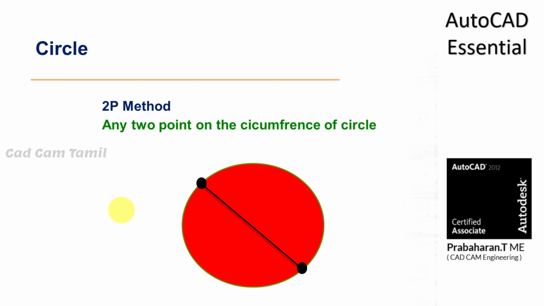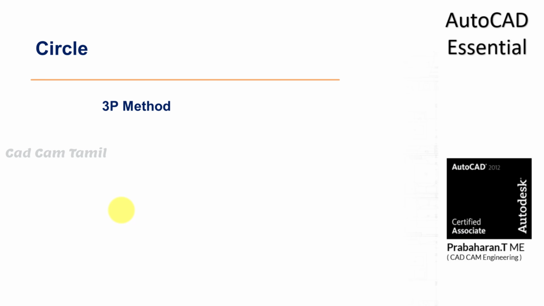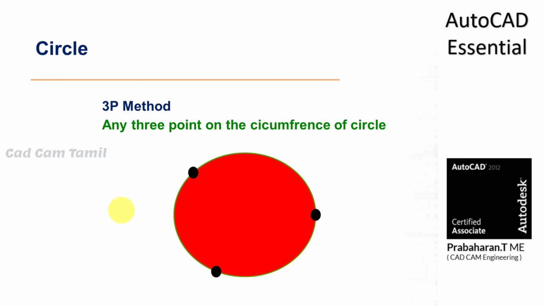Okay. Similarly, we can go for the 3-point method. We can give any 3 points. You are not going to give any center point or radius for this. AutoCAD will automatically find the center and radius around these 3 points, and we will get the circle. So these 3 points will act as circumference points of the circle.